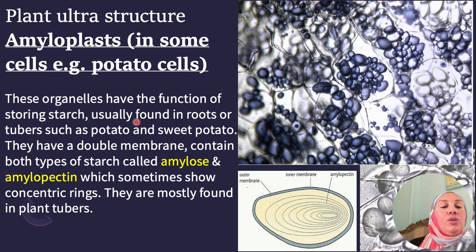All right. So amyloplasts are found where starch is stored, usually in roots or tubers such as potato and sweet potato. They have a double membrane. They contain both types of starch, and we're going to learn about starch in the next chapter. There are 2 types of starch: amylose and amylopectin, so both of them are found in amyloplasts.